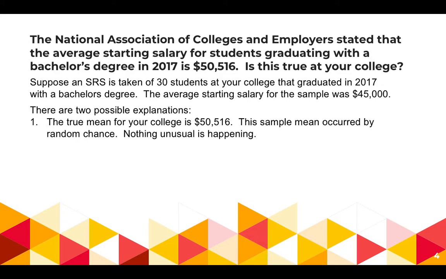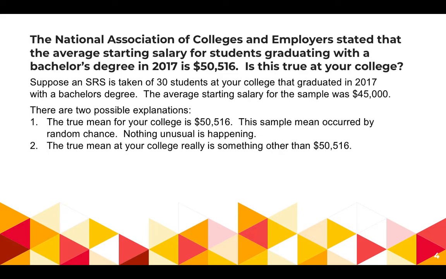The first one is that the true mean for your college is 50,516. It's no different than what the National Association of Colleges and Employers is stating is the mean for all colleges. So it's just no different at your college. The sample mean that you got, the 45,000, just occurred by random chance. Nothing unusual is happening here.